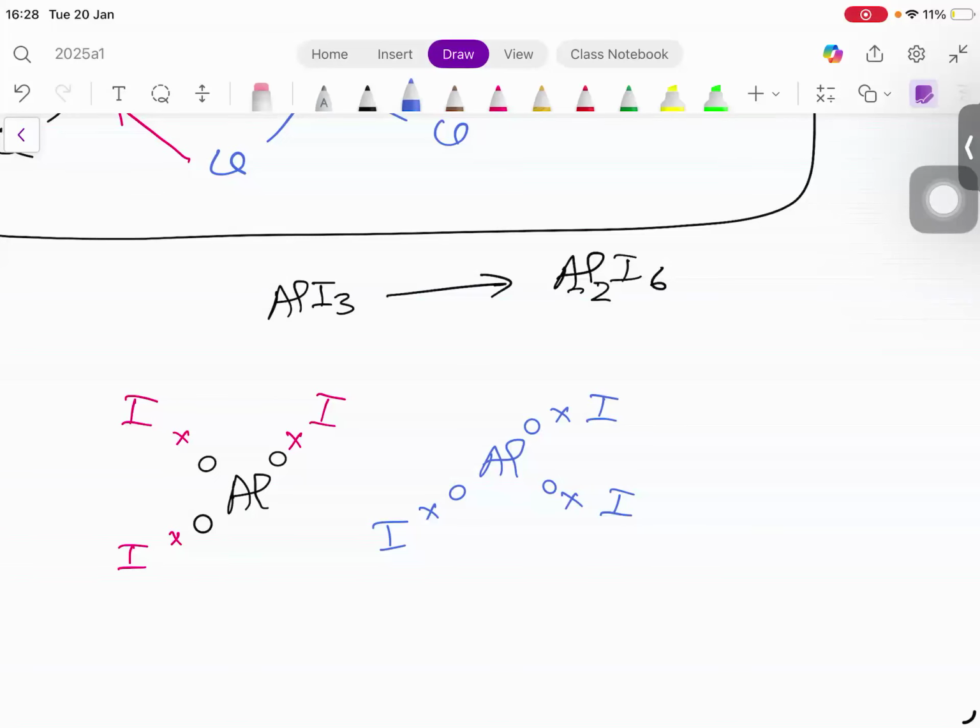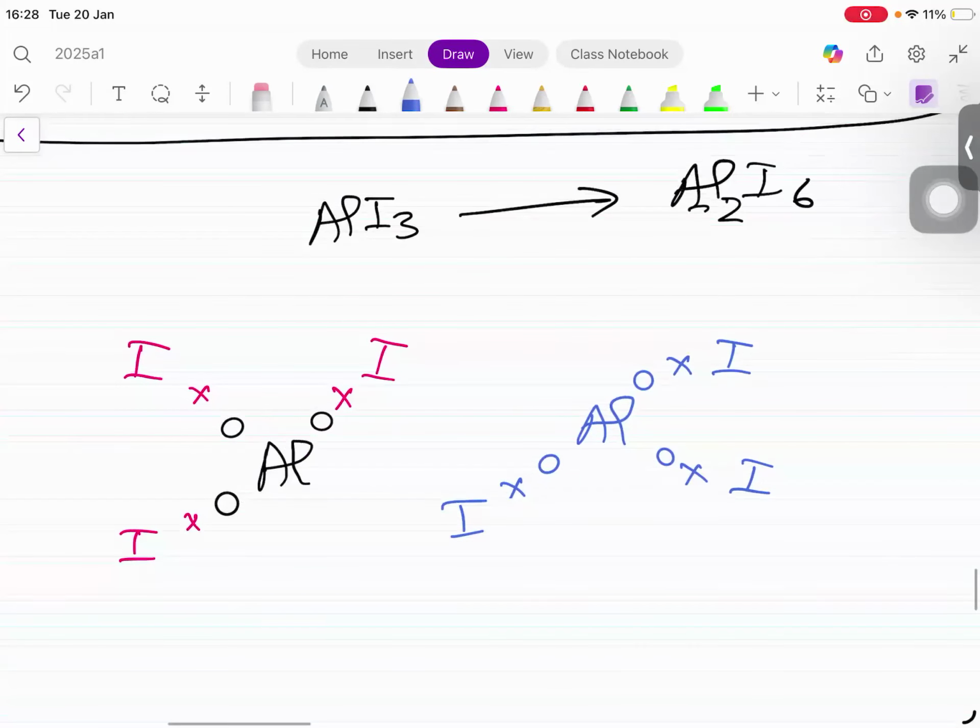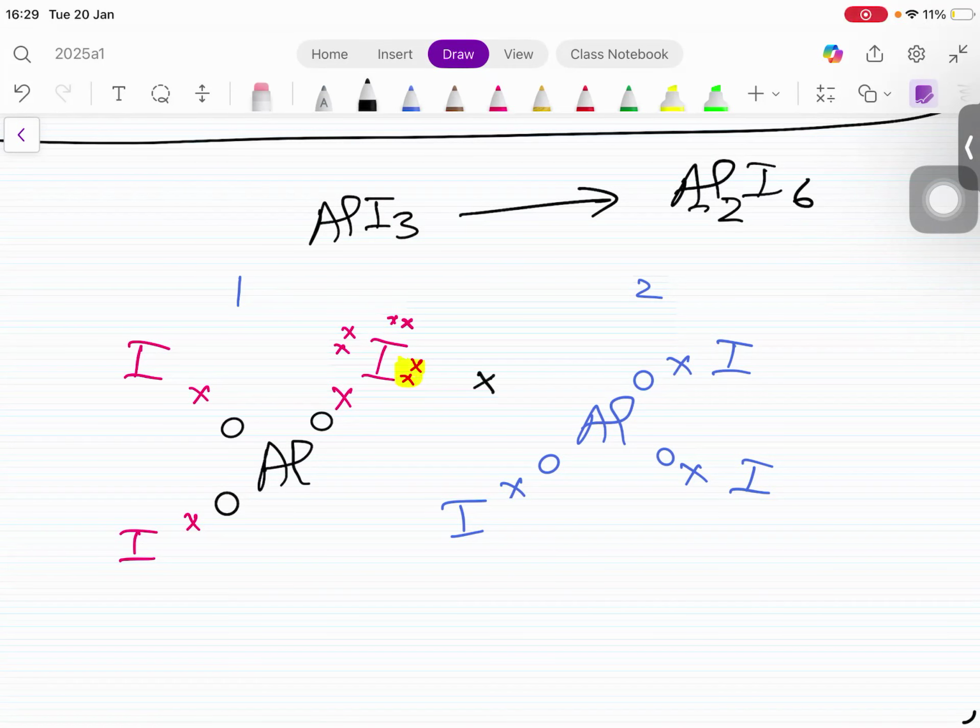Now, what next? The iodines. This is molecule number 1, this is molecule number 2. So, number 1's iodine, of the lone pairs, 3 of them, will use 1 of them to make a covalent bond with the aluminum of number 2. So this one, they are going to use. Okay? So, I'm going to remove it from here. On the other hand, number 2's iodine, one of the iodines uses this lone pair to make a bond with the aluminum of 1. Okay? So, here it is.